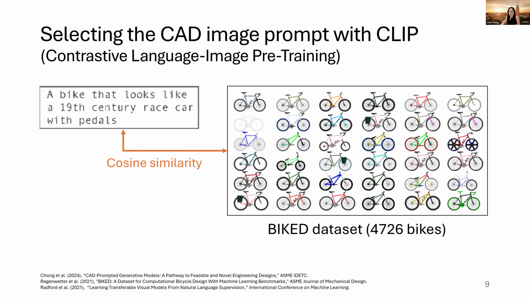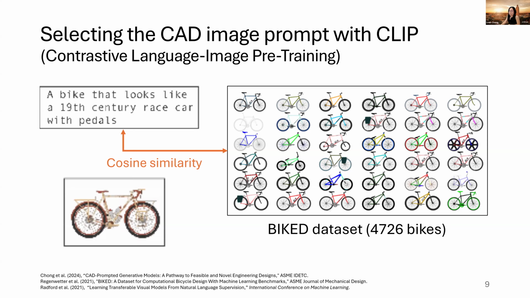And we're using the CLIP model to find the cosine similarity between the text and all the bike designs in the data set, and it finds the one that is semantically the closest to the text prompt, which is chosen as the CAD image prompt that will go into the generation process.